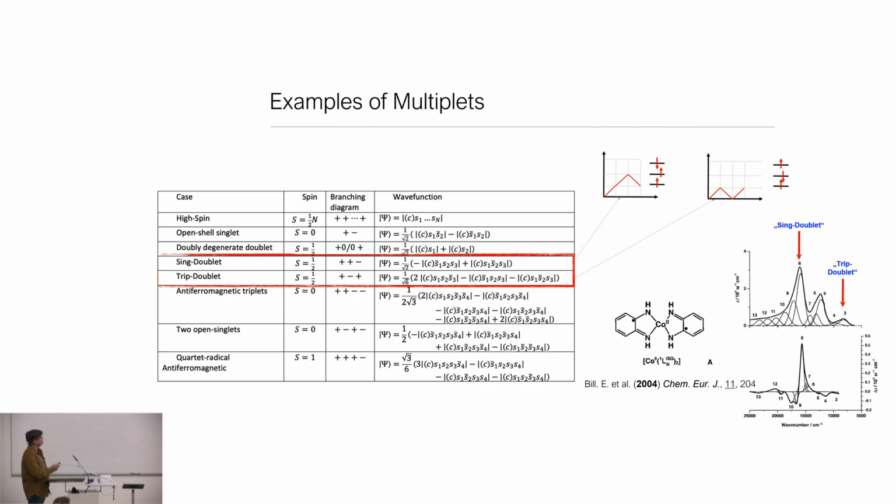And here's an example from real life where you had observed such sing doublets and trip doublets. That is a cobalt complex that has a central cobalt(II), spin 1/2, and 2 radical ligands. And so the analysis of that very rich absorption and MCD spectra led us to conclude that here band 3 is a trip doublet and band 8 is a sing doublet. And so in real life spectroscopy, these things arise.